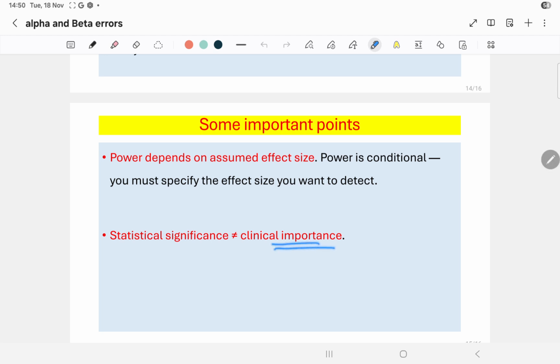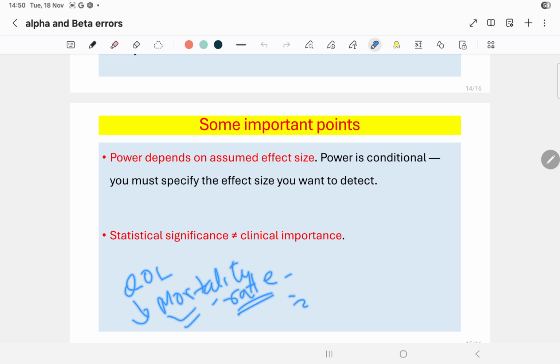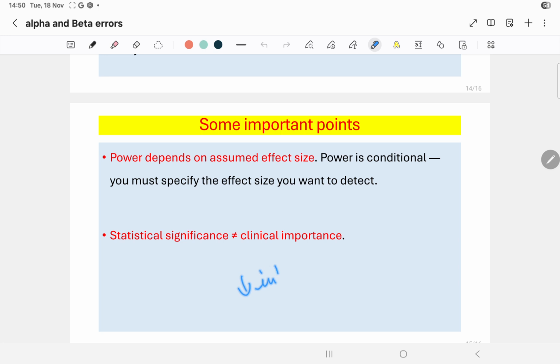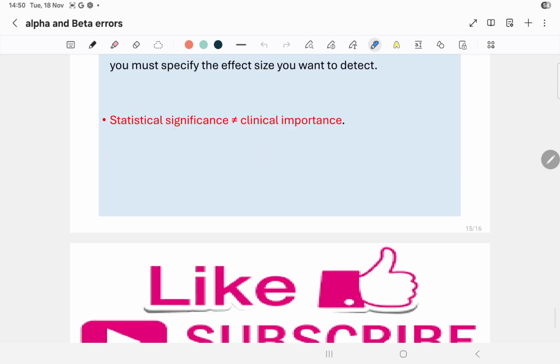But how do we measure clinical importance? By measuring quality of life, by measuring mortality rate. All these real world examples and real world metrics we take, like a decrease in infant mortality rate. These are clinically significant metrics. So statistical significance does not equal clinical importance.